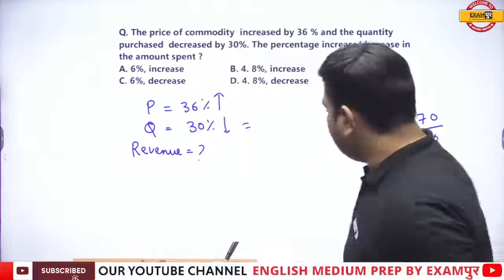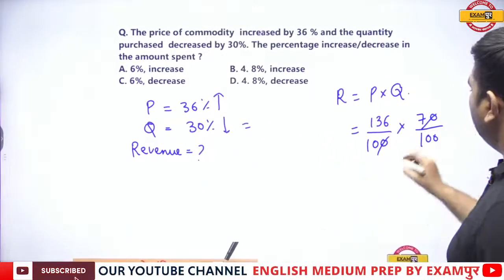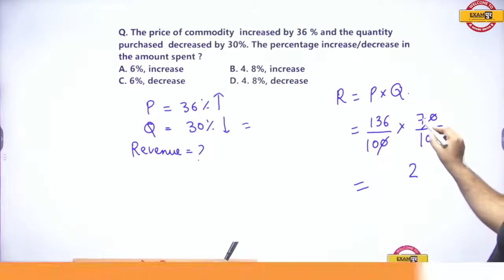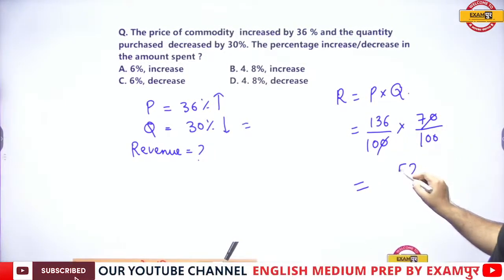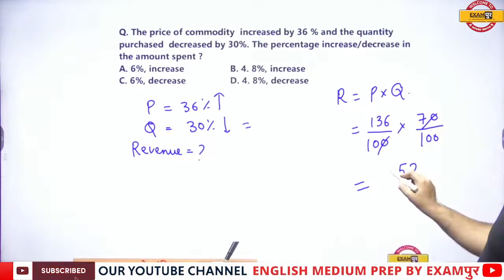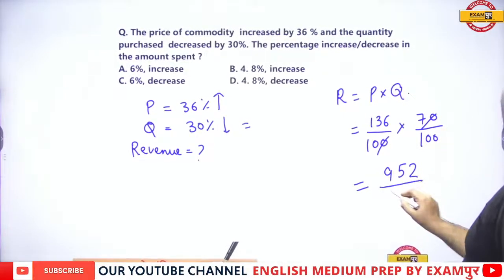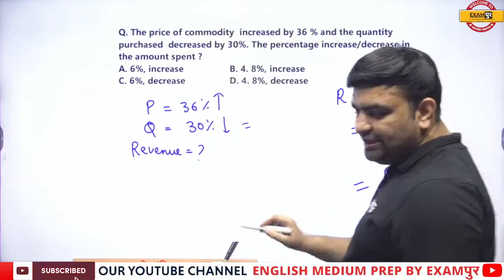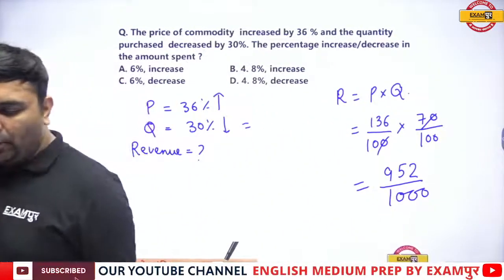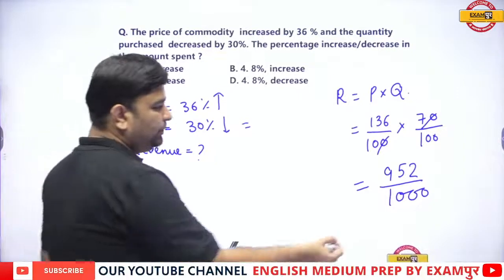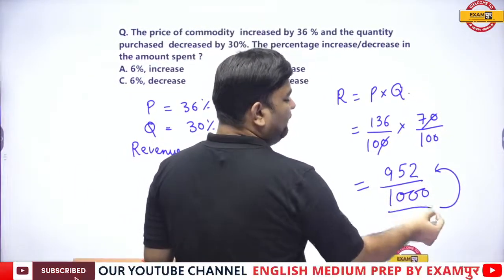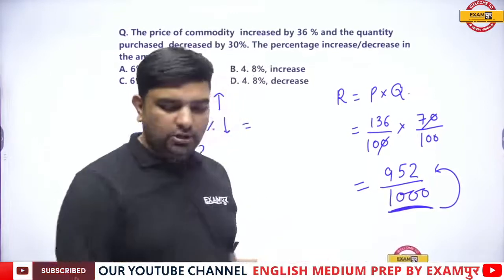So what is the change happening in the revenue? 136 times 70: 6 sevens are 42, 4. 21 plus 4, 25. 2. 952 over 1000. So change in revenue is from 1000 it has become 952. I want to keep my denominator as 1000 only.